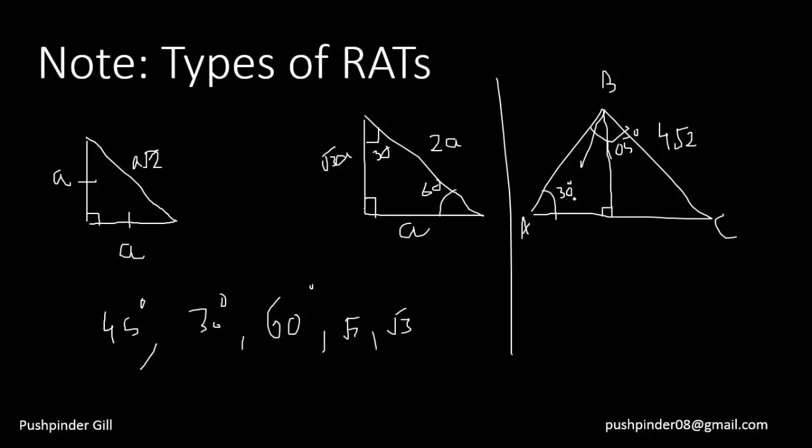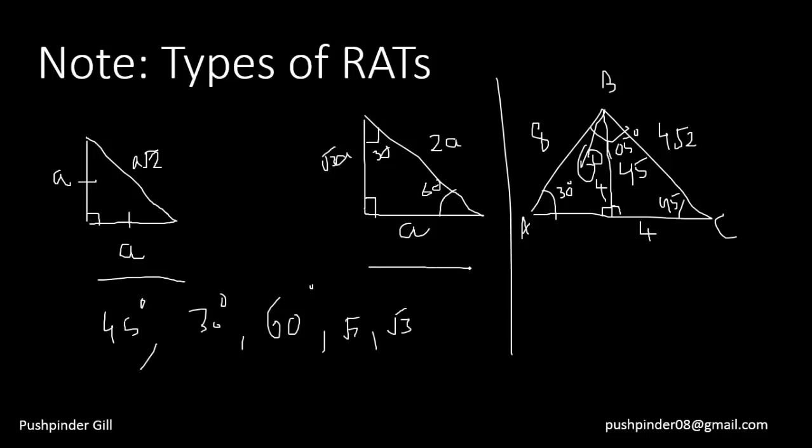Now you know that this is 90, this is 30, that means this is 60, that means this is 90, and this whole is 105, and this is 30, that means this would be 45 and this would be 45. Now you understand that this is 4 root 2 and this is 90, 45, 45, that means this is 4 and this is 4, and if this is 4, this is a 90, 30 and 60, that means this is 8.